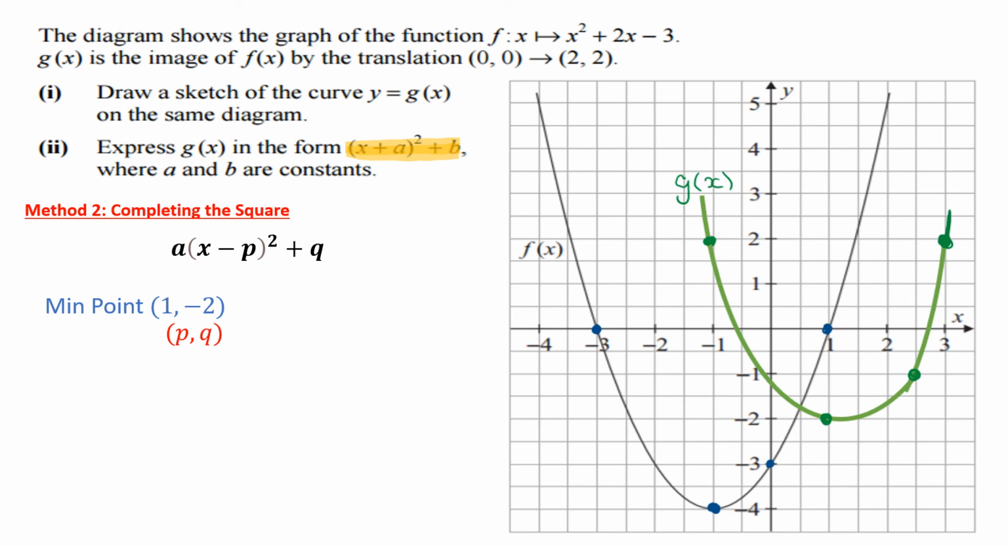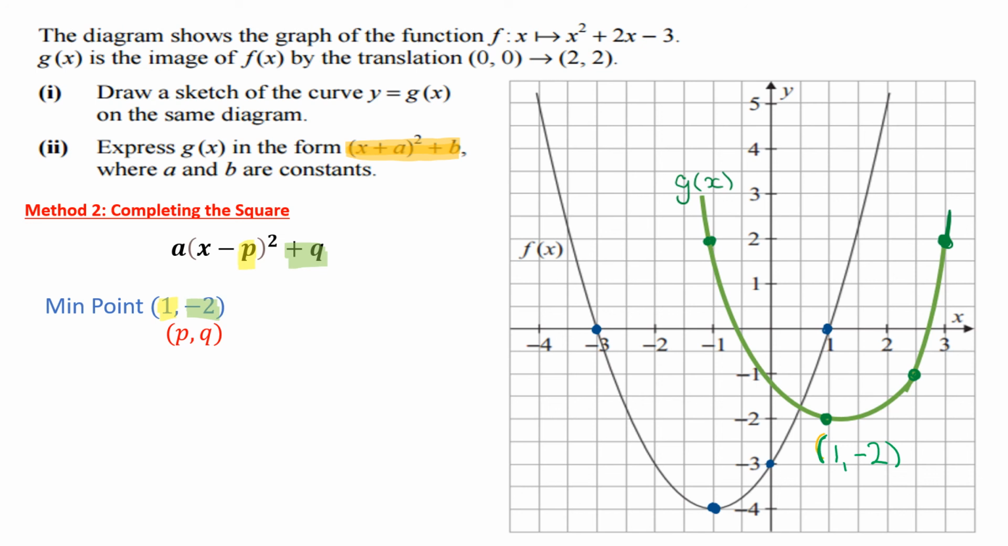It's the minimum point of my new function. So here, my new function, my g of x, my translated, this is 1, minus 2. So let's look at how we would use that. The p value goes in here. There is a change of sign, that's why there's a minus. Then the minus 2 is the q bit, it goes in there. So I can go straight to subbing in.